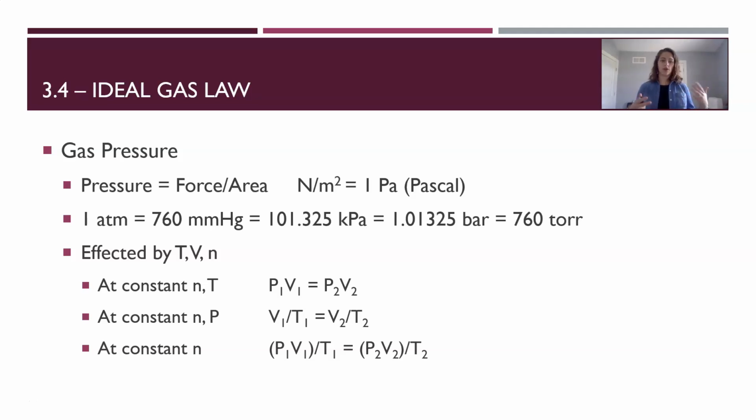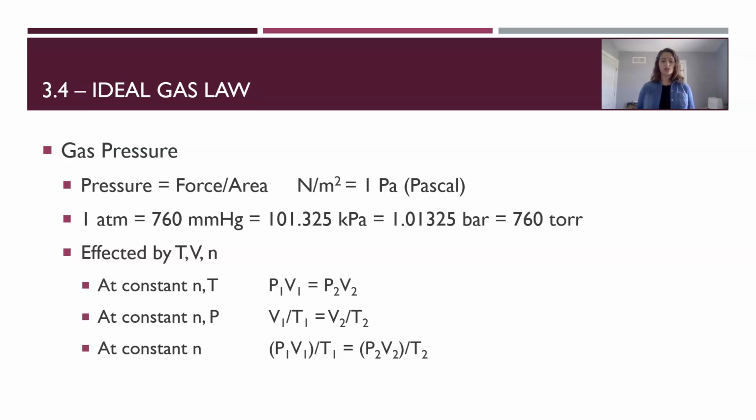So if we think about force divided by area, force measured in newtons, area measured in meters squared, that gets us 1 Pascal, which is one of our many units to measure gas pressure. In chemistry, we often think about gas pressure in units called atmospheres or ATM. We can also use millimeters of mercury. We can use kilopascals or kPa. We can use bars, we can use torrs. Sometimes it's pounds per square inch, although not often because that's not a metric unit. And so we have here listed on the screen the conversions between all of these.